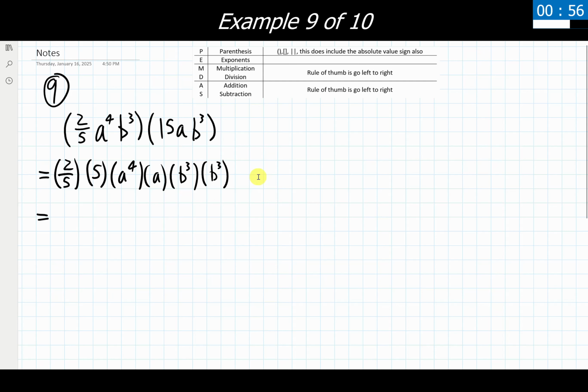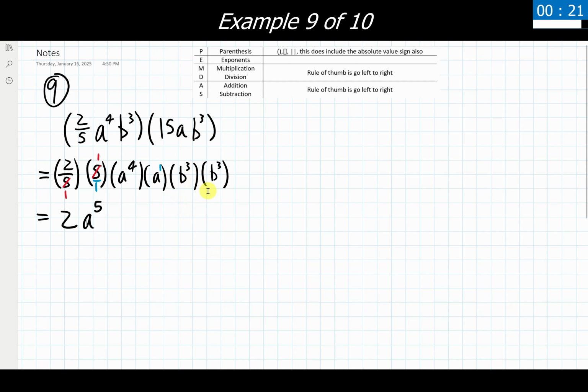So 2 over 5 times 5, well, this 5 is implied to be over 1. So the 5s are going to cancel out. They each become 1s, and I'm going to get 2 times 1, which is going to give me 2. I have a to the 4th times a. Remember that a has an invisible 1 as an exponent. So a to the 4th times a to the first, the exponents are going to add, and that's going to give me a to the fifth power.